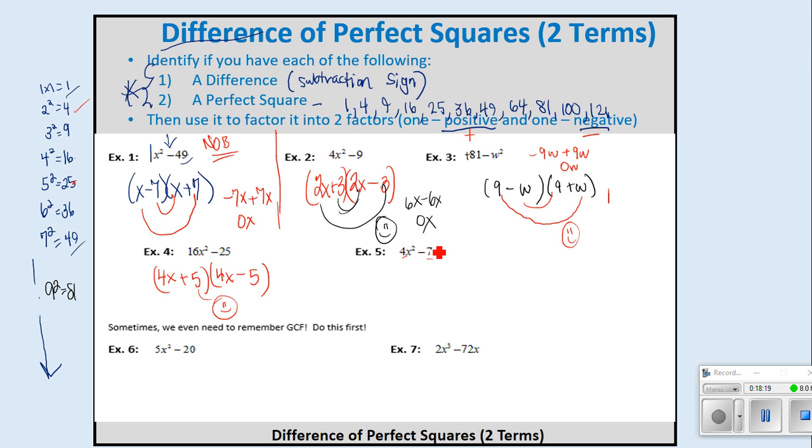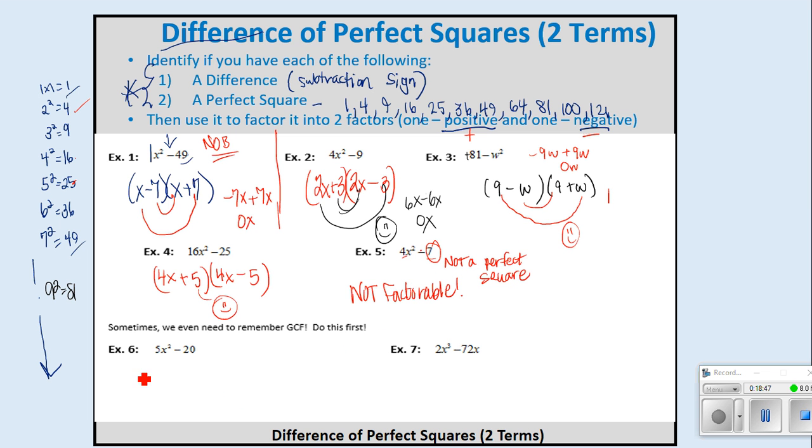Nope. Not a perfect square. So if it's not a perfect square, I know we have a difference, but we don't have a perfect square, then it is not factorable. Because we don't have 2 perfect squares. They have to be perfect squares. If they're not, it doesn't work.